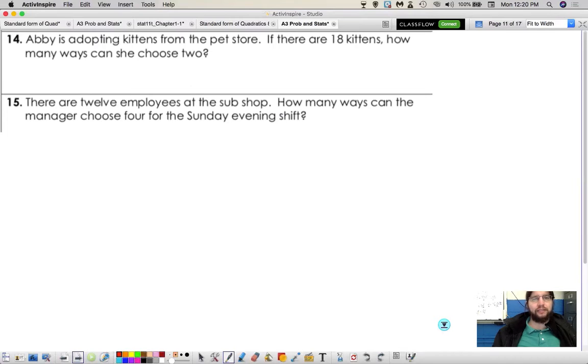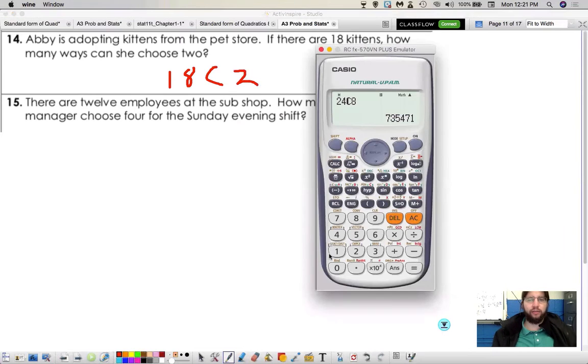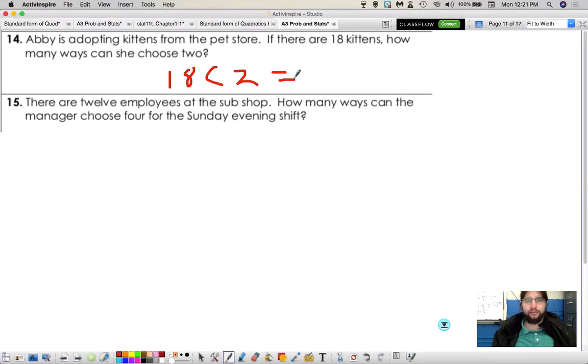Abby is adopting kittens from the pet store. There's 18. She's going to just randomly grab 2 of them. How heartless. Grab all 18, right? 153 possibilities.